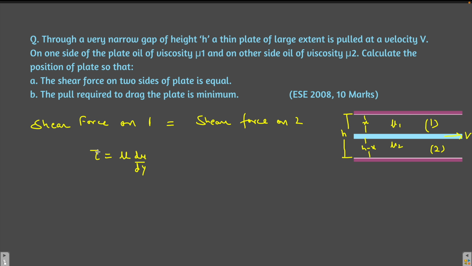This is from the Newton's law of viscosity, and we have to find out the force. This is stress. If we multiply this by area, we are going to get force, because stress into area will give us the force, right? So let the area of the plate be A, and we are going to equate the forces on both sides. Okay, so let's do that. So F1 must be equal to F2, that is the force on the top side of the plate must be equal to force on the bottom side of the plate.